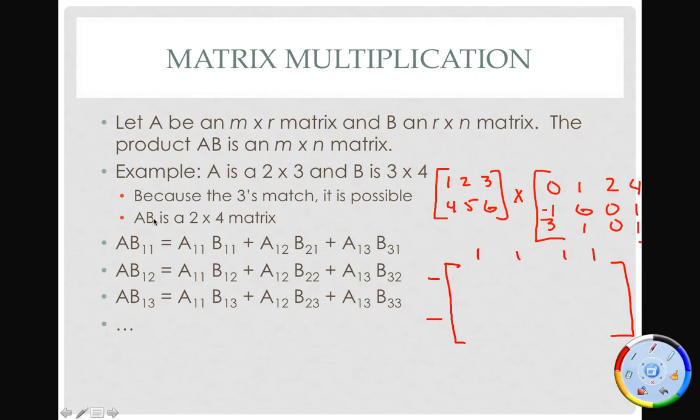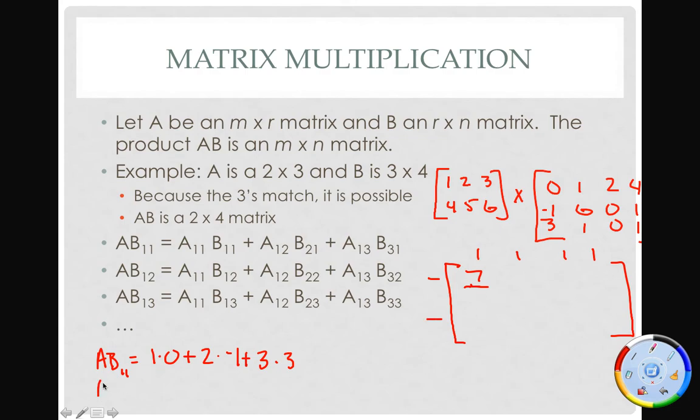What this represents over here on the left, the multiplication matrix AB: the first entry, row 1, column 1, is basically row 1 times column 1. So AB of 1, 1 is equal to 1 times 0 plus 2 times -1 plus 3 times 3. If I do this, this is 9 minus 2, which is 7. So the 7 goes in this entry.